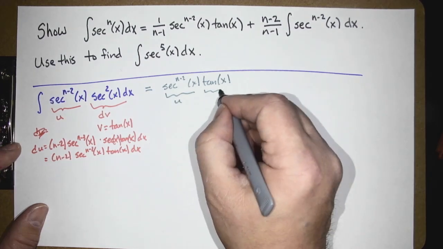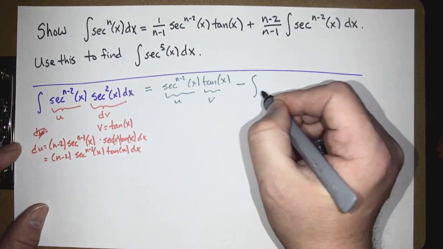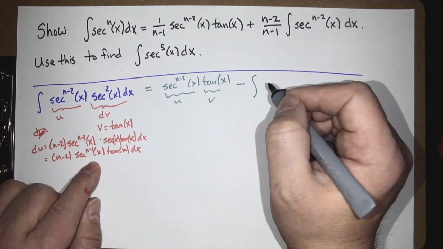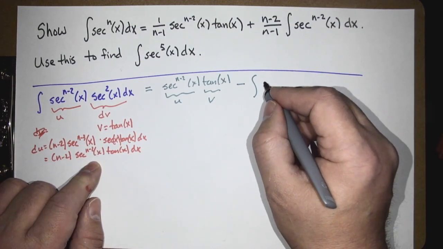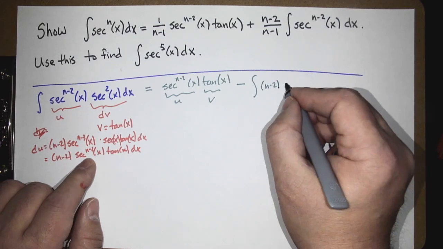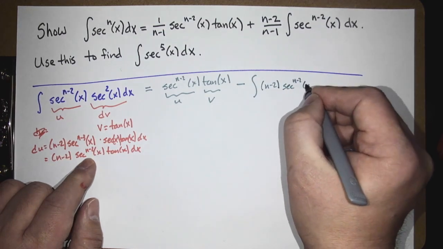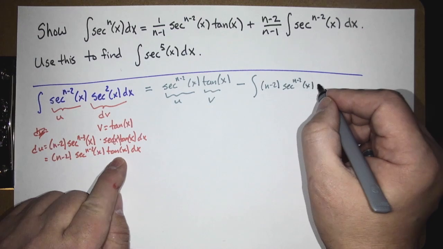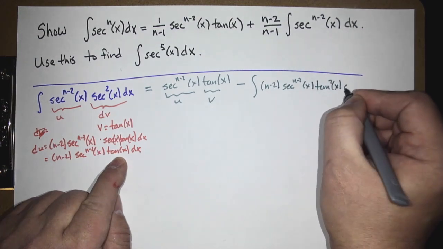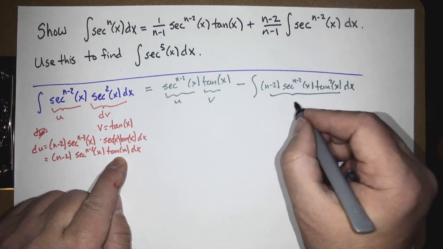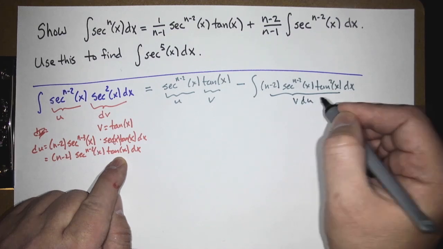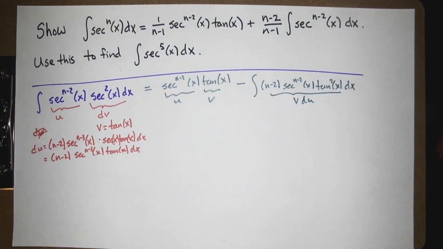UV, secant to the n minus 2 of x, tangent of x. All right, so UV minus the integral of v du. So we have an n minus 2 secant to the n minus 2 of x, and a tangent x and a tangent x makes this tangent squared of x dx. So here's our v du. Okay, good. We're halfway there. Now, the good news is no more integrals are going to have to be involved. The rest of this is moving stuff around.